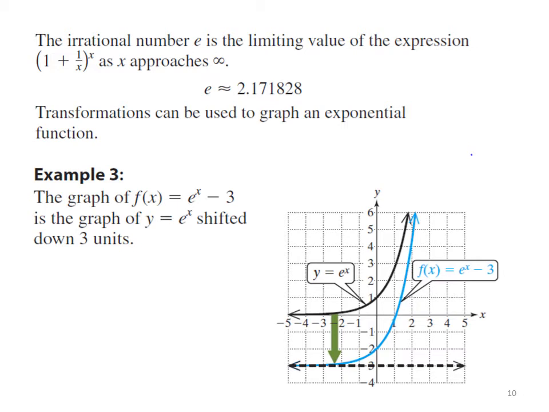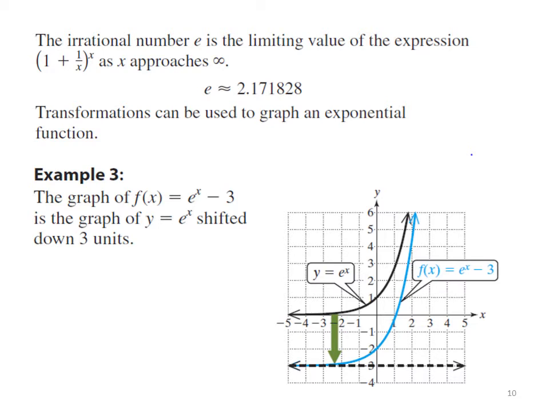We have a special base that we use with the exponential function, starting with an irrational number we call e. This is just the limiting value of the expression 1 plus 1 over x raised to the power x. This number gets closer and closer to a fixed value. That value is called e. This is the value of the limit of the expression 1 plus 1 over x raised to the power x as x approaches infinity.